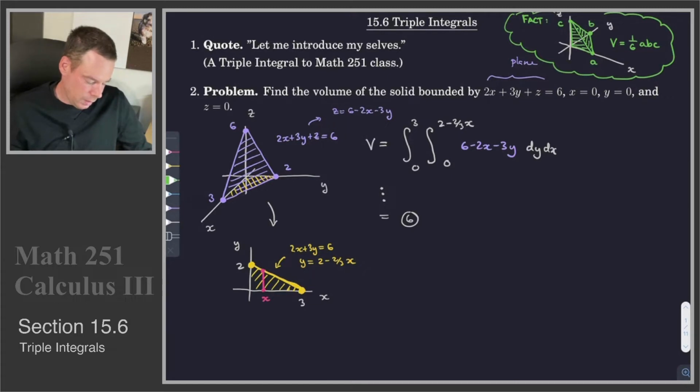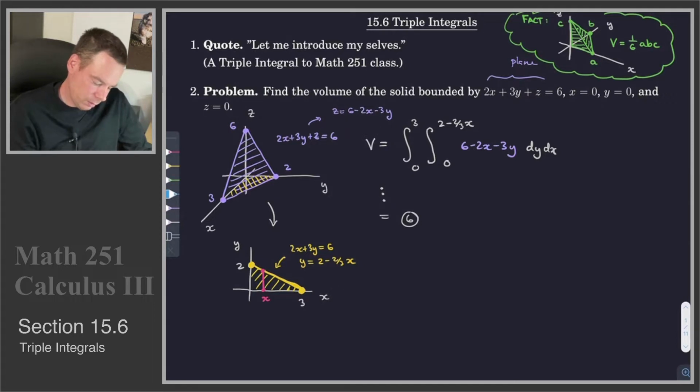In our case, A, B, and C are 3, 2, and 6, so the volume should be 1/6 times 3 times 2 times 6, or 1/6 of 36, or 6, and that's what we got for our calculation. So we could verify this fact, or actually create this fact from a double integral. So that's one aspect I wanted to bring this example up for, is that we can use this to verify results about tetrahedron.